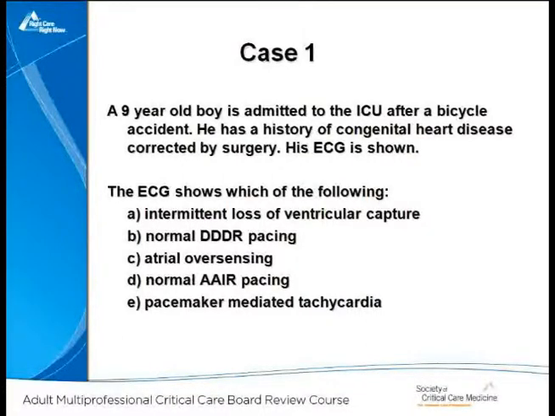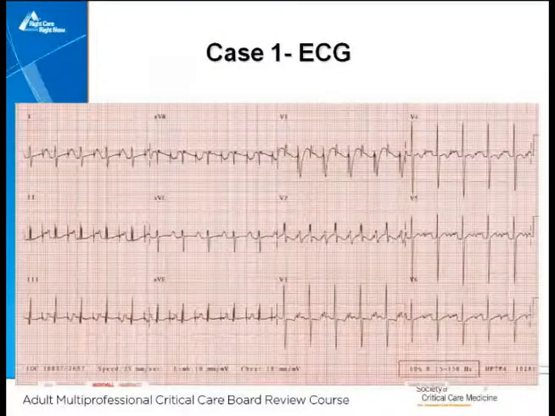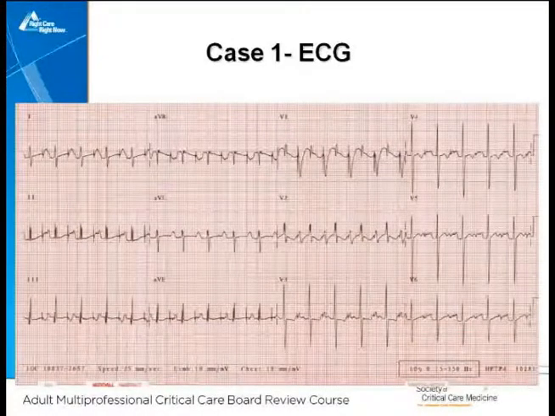So we have a 9-year-old boy who's admitted to the ICU after a bicycle accident. He has a history of congenital heart disease corrected by surgery. His ECG is shown, and there's his ECG. And the question is, is he losing ventricular capture? Does he have normal DDDR pacing? Is he atrially oversensing? Does he have normal atrial pacing? Or is this a pacemaker-mediated tachycardia?